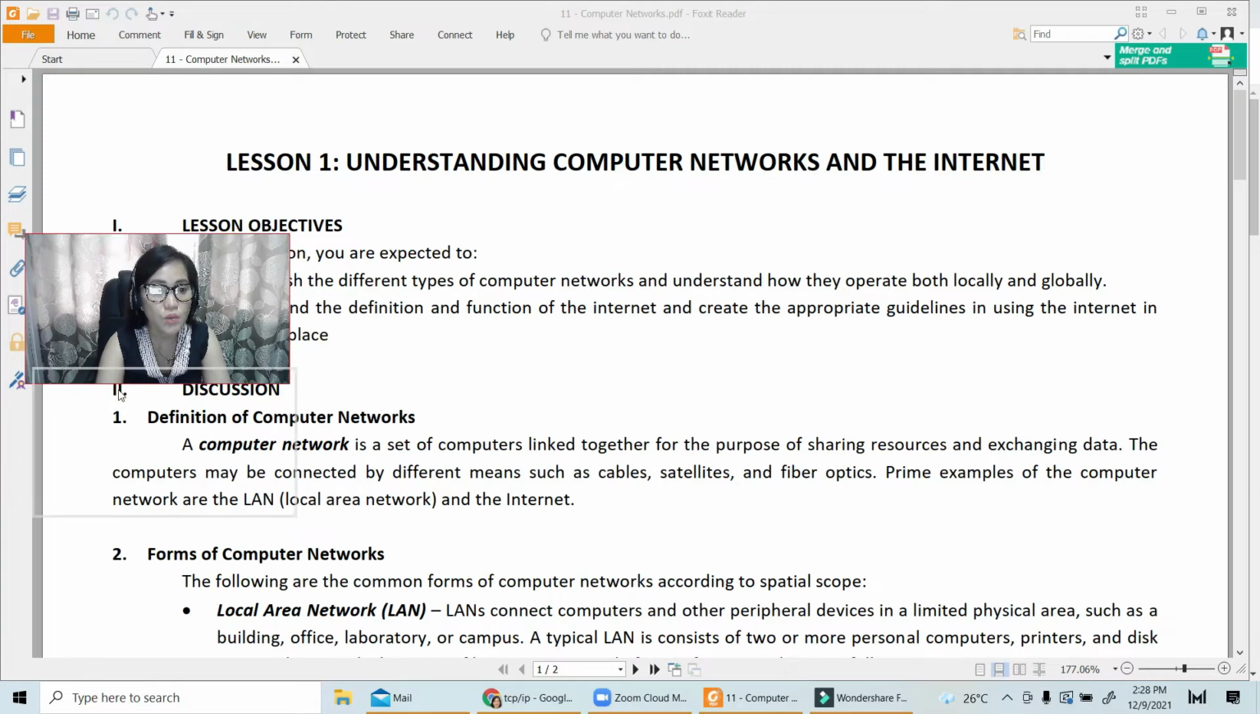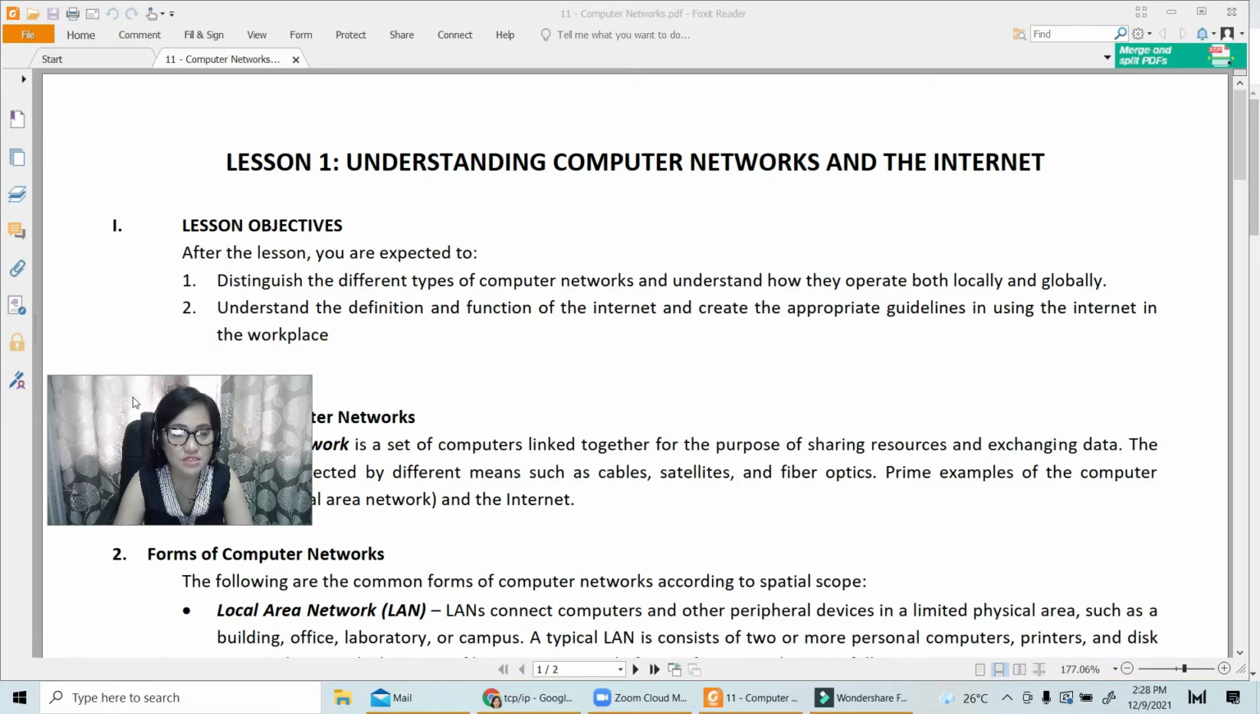Okay, so what are the lesson's objectives? After this lesson, after giving you this video discussion, hopefully you will be able to distinguish the different types of computer networks and understand how they operate both locally and globally, and also to understand the definitions and functions of the internet and create appropriate guidelines in using the internet in the workplace.